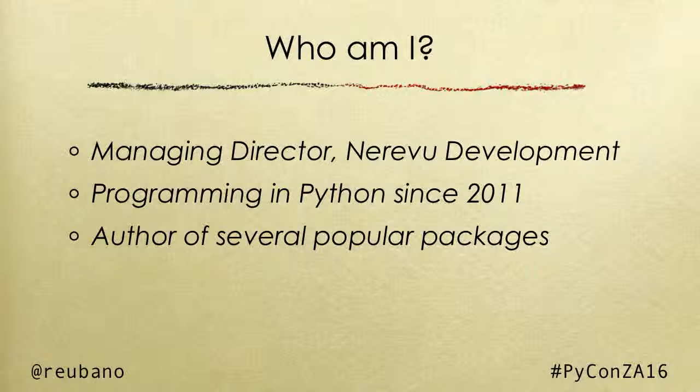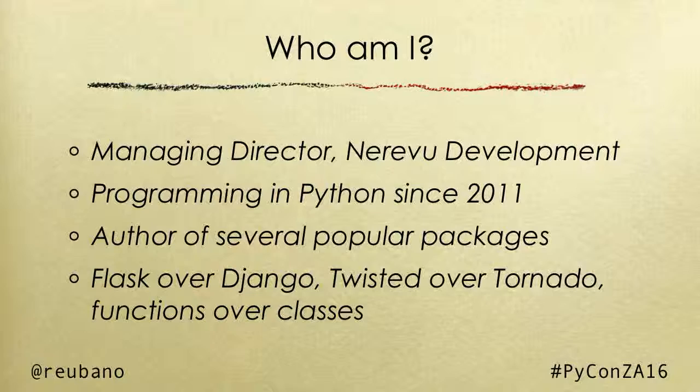Another one is called Meza, which is a data analysis library, and I'll be giving a workshop on that tomorrow. The third one is called PyGoGo. It's a logging library, and it's used under the hood in the two previous libraries. And also, just to give you an idea of some of my preferences, I prefer Flask over Django, Twisted over Tornado, and functions over classes.